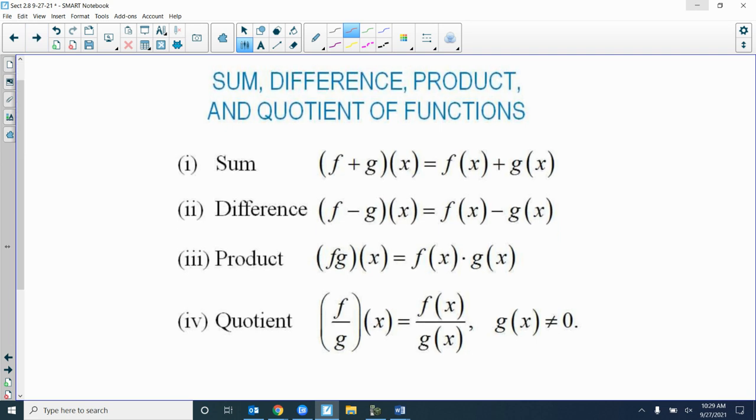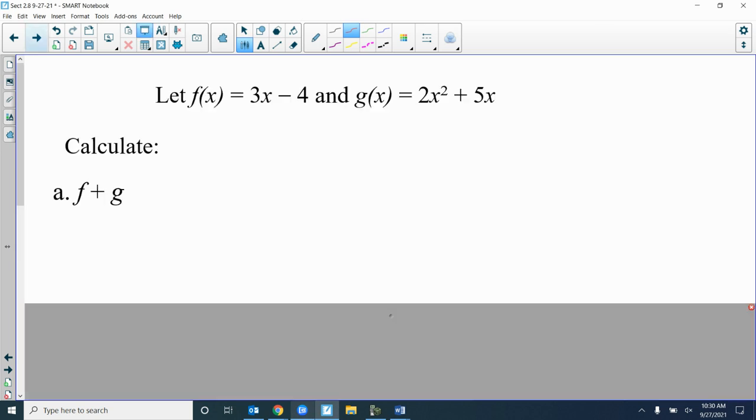Nothing fancy. If you just see f plus g, it means you're adding the two functions together. f minus g, you're subtracting. Then you have multiplication, and you also have division. All right, let f of x equal 3x minus 4, then g of x equal 2x squared plus 5x.